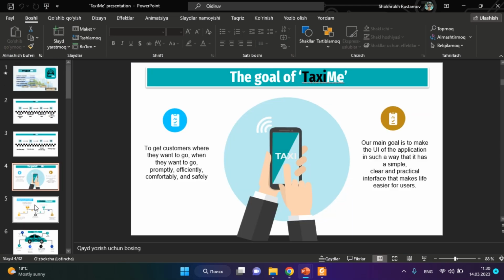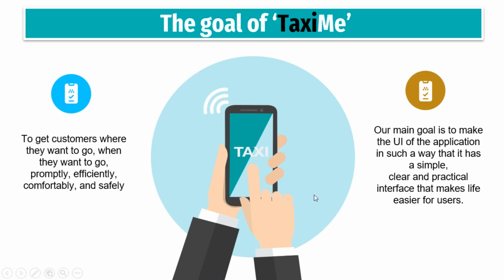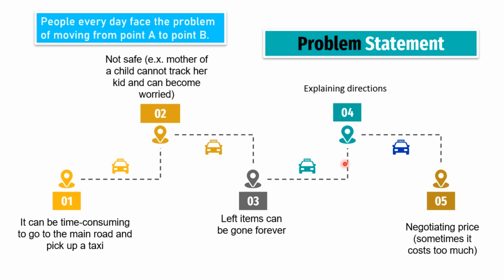So first of all, we start with the goal. Okay, so the goal of TaxiMe, what is the goal of our application? The goal of our application is to get the customers where they want to go, when they want to go, promptly, efficiently, comfortably, and safely. And our main goal is to make the UI of the application in such a way that it has a simple, clear, and practical interface that makes life easier for users.